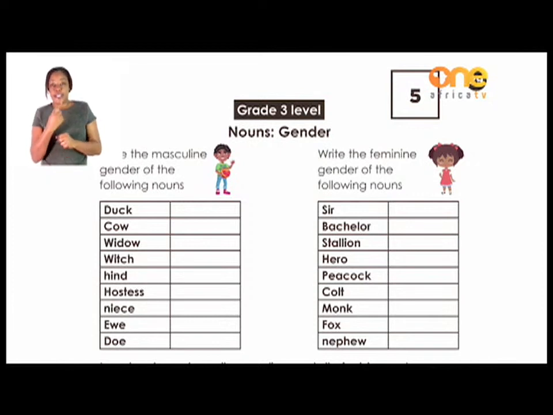Now I want you to find out also the rest of the words here. A hero is a man. What about a female? A peacock, colt, monk, fox, and nephew. What about the female side? Please find for me, search and fill in the answers. I'll check with you there.